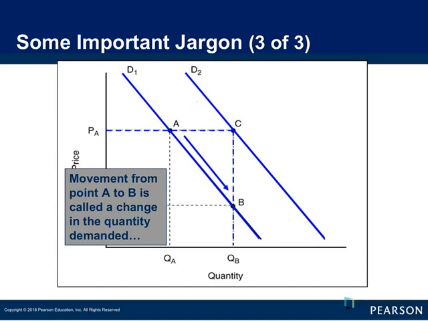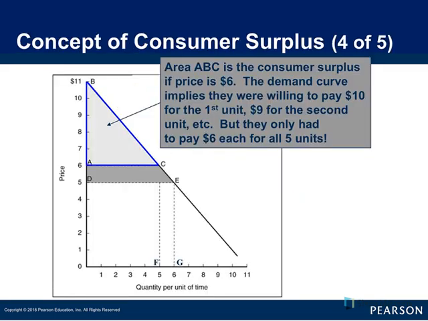However, if we're discussing a movement along a single demand curve, it goes from point A down to point B, we would call that concept a change in quantity demanded. So as you read through our information and study for the test, recognize the difference between a change in demand and a change in quantity demanded, and understand the differences.